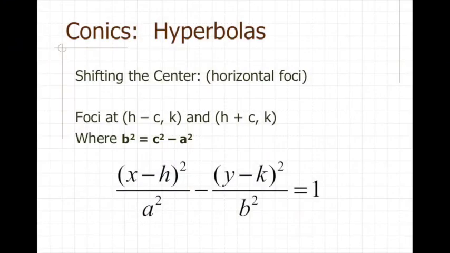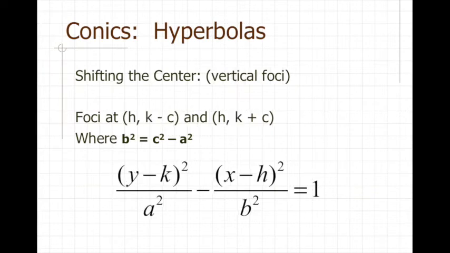Finally, we're going to talk about shifting the center of the hyperbola. And shifting the center is just like shifting the center of a circle or of an ellipse. You take x minus the h value and y minus the k value to shift that center away from 0, 0. Everything else stays the same. Same thing with the vertically aligned foci. You shift the center by subtracting h from x and k from y and putting it in parentheses and squaring it, just like you did for the circle and for the ellipse.